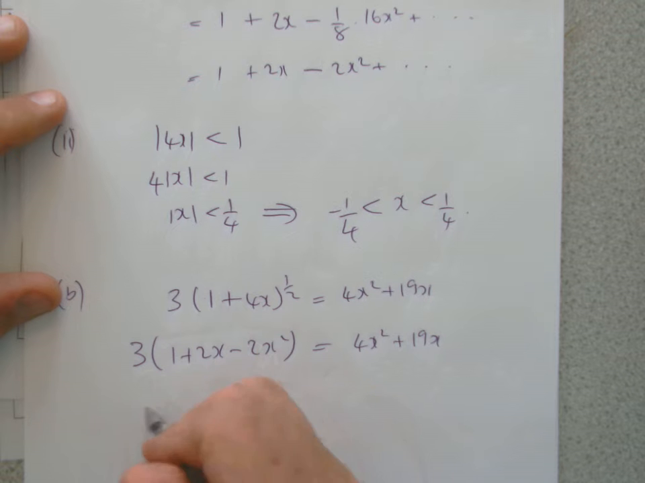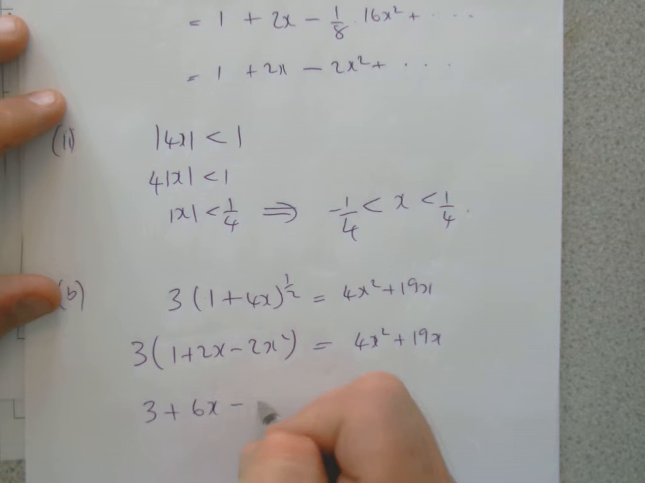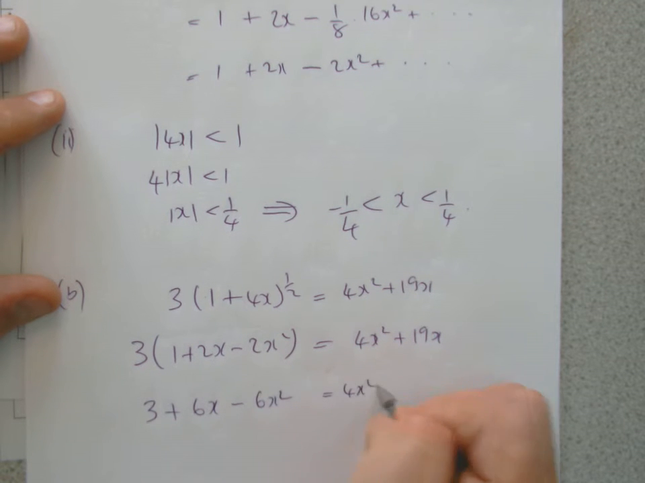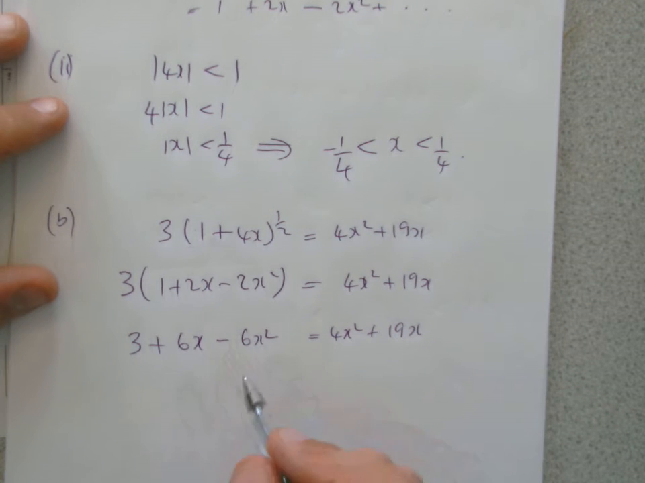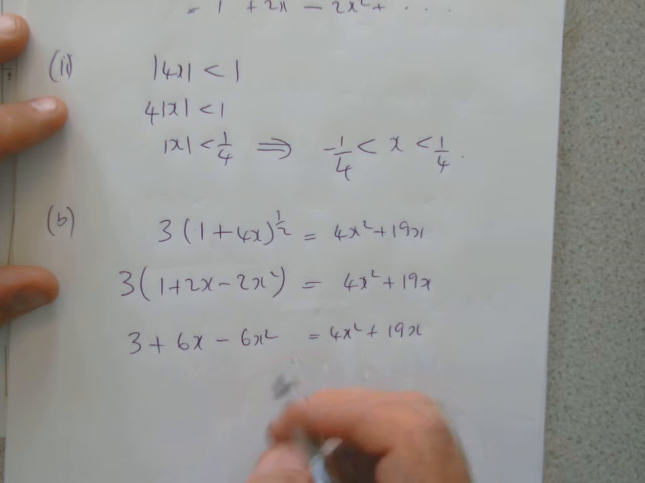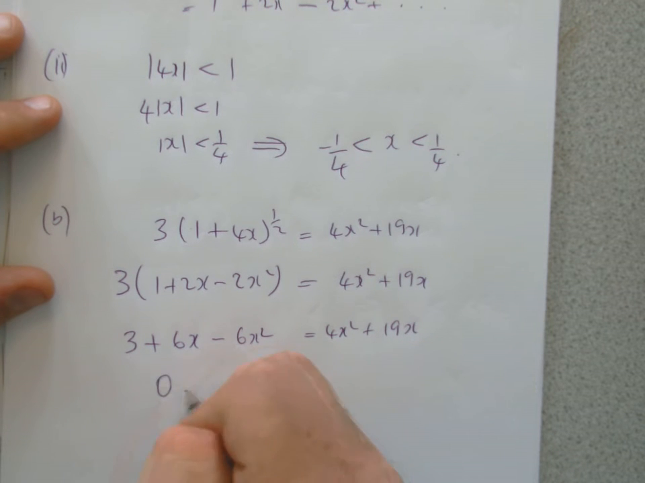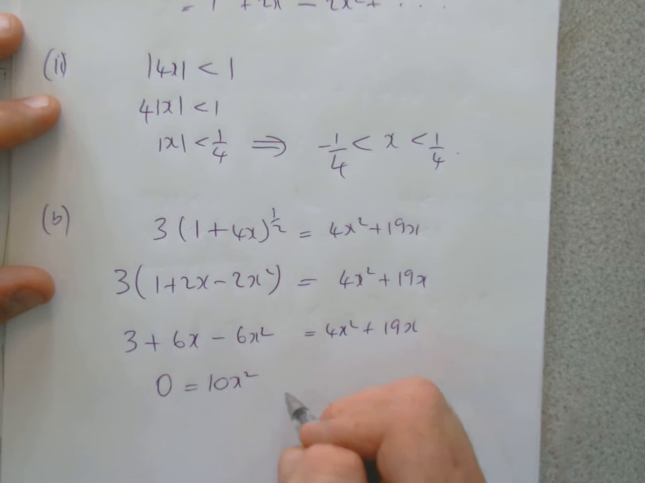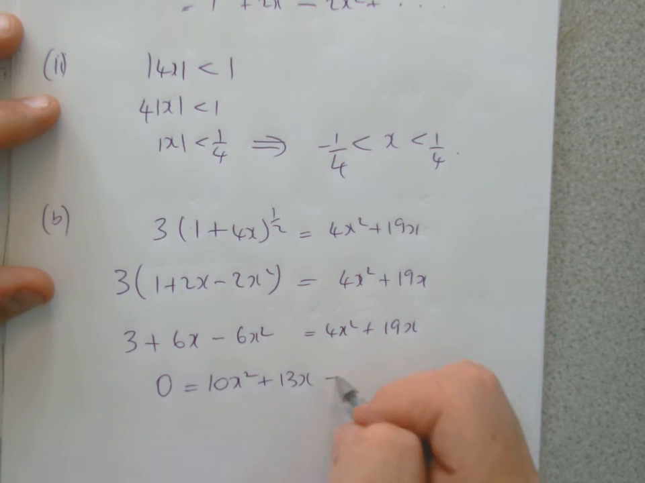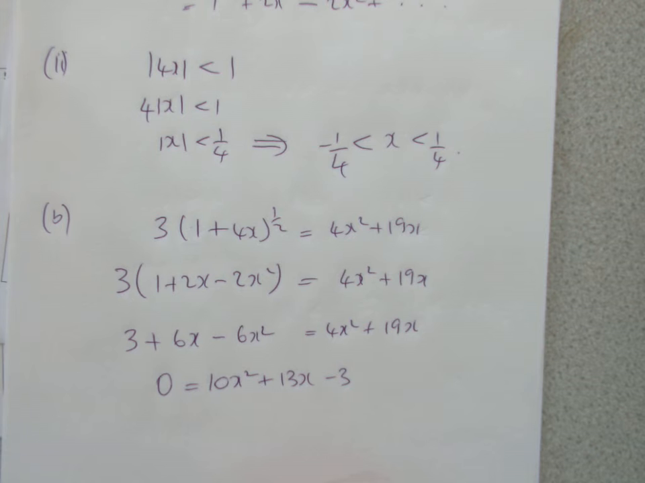So then, of course, you multiply this out: 3 plus 6x minus 6x squared equals 4x squared plus 19x. Get everything to one side. Maybe we'll take everything to the right hand side. So we'll have 0 equals, take that over, so we'll have 10x squared, 19x, take the 6x over, so that'll be 13x, take the 3 over, so that'll be minus 3. So you've got that there as a result, taking everything over to that side. And yeah, that's right, so we're done.